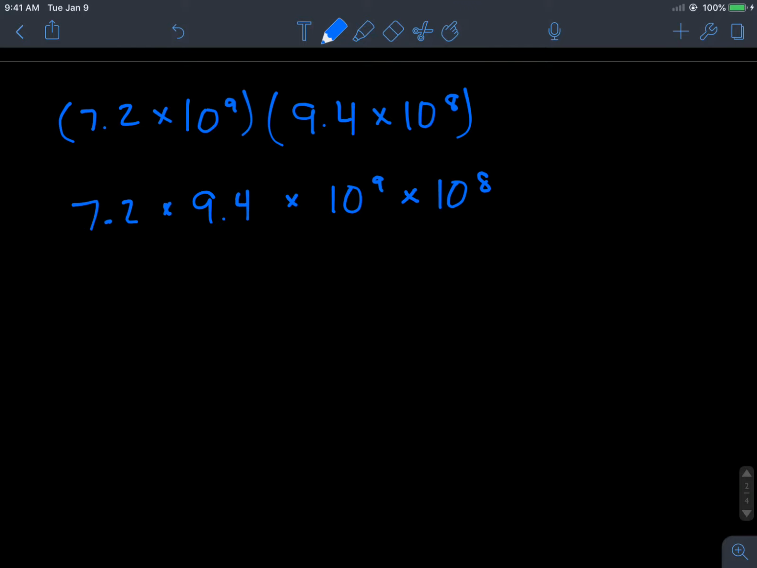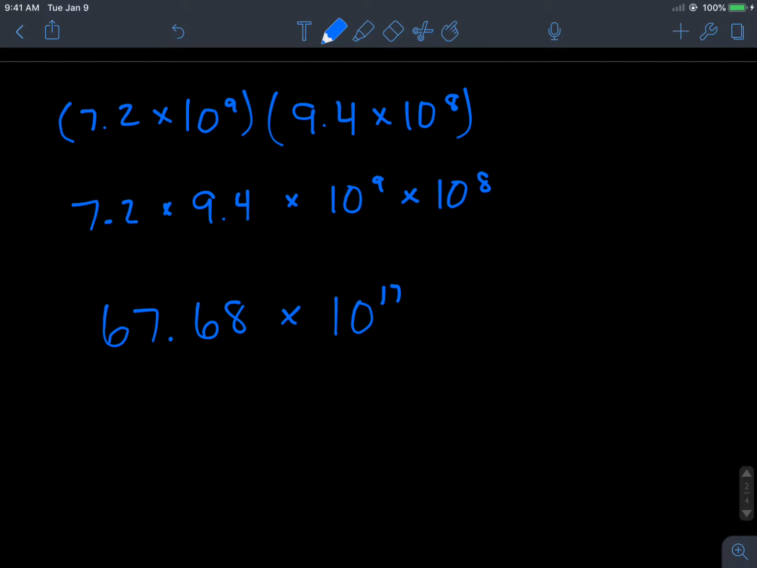You'll probably need a calculator to help you out with 7.2 times 9.4. That comes out to 67.68 times, you can use the properties of exponents to do 10 to the 9th times 10 to the 8th, add 9 and 8, and we would have 10 to the 17th.